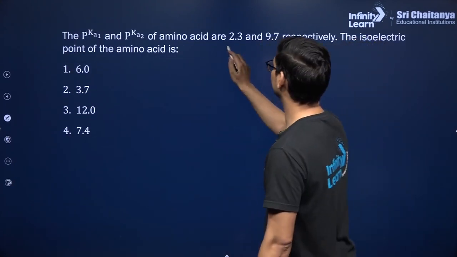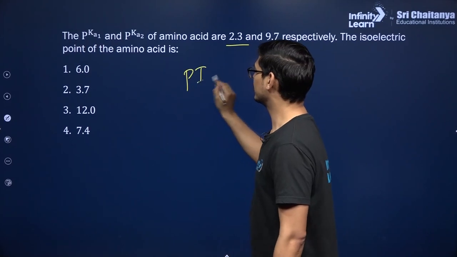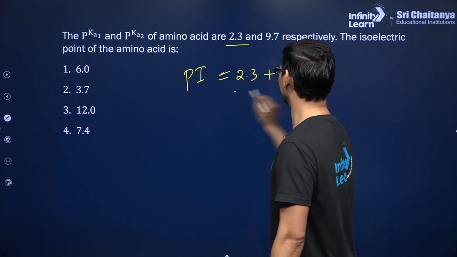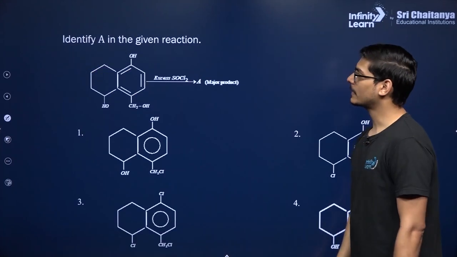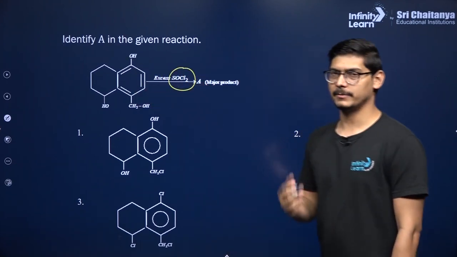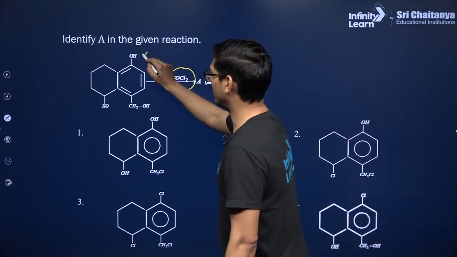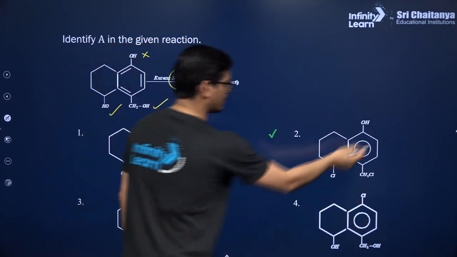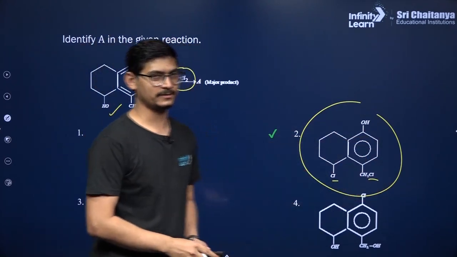pK1 and pK2 of amino acid are 2.3 and 9.7. So remember guys, the isoelectric point, which is pI, is the average of the pK values. So this is 2.3 plus 9.7 divided by 2, which will give you 6.0. That is the correct answer. Identify A in the given reaction. So when you react this molecule with excess of thionyl chloride, remember the OH group from alcohol and carboxylic acid undergo replacement, not the phenolic group. So this will not be replaced, this and this will be replaced. So you can see the correct answer here would be option 2. This Cl and this Cl get introduced, but the phenolic OH is not replaced.